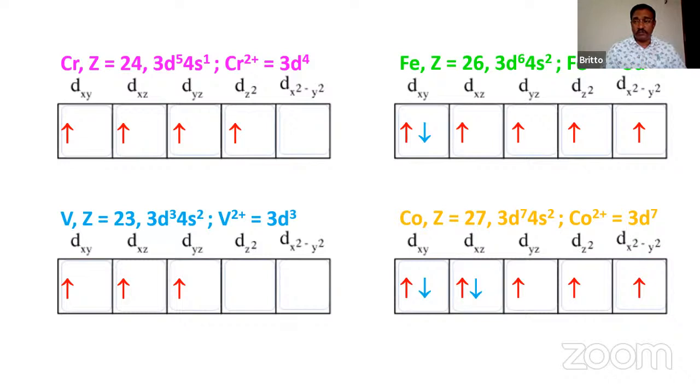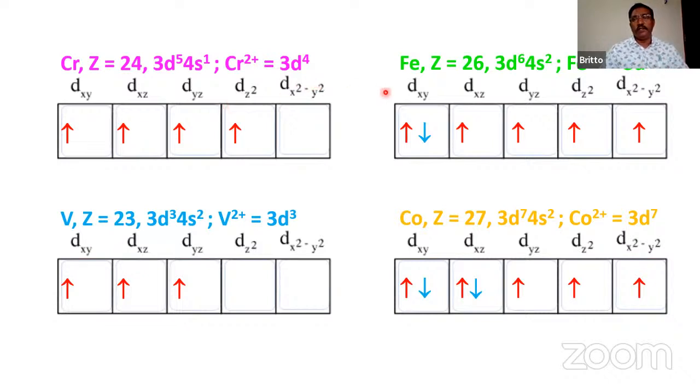Last class we checked that if more unpaired electrons are present in a d orbital, then that particular configuration is stable. For example, d4 is possible in two configurations. Chromium 2 plus: chromium has atomic number 24, configuration 3d5 4s1, and when you remove two electrons you get 3d4 configuration. Then we have 4 unpaired electrons.